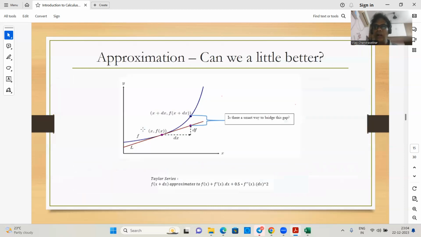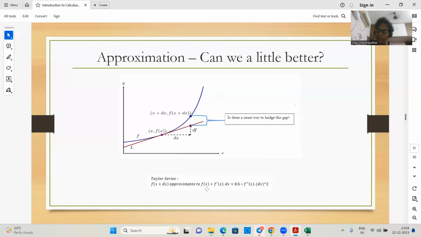Now, what we're trying to do here is, don't you see the gap is because of the curvature? Right? It's because of the fact that this is curved, you have that gap. If you bring another curve which is far too curved, then the gap will increase. So the question is, is there a way to bridge that gap, at least somewhat? And that's why Mr. Taylor came into the picture. And what he did was the following.